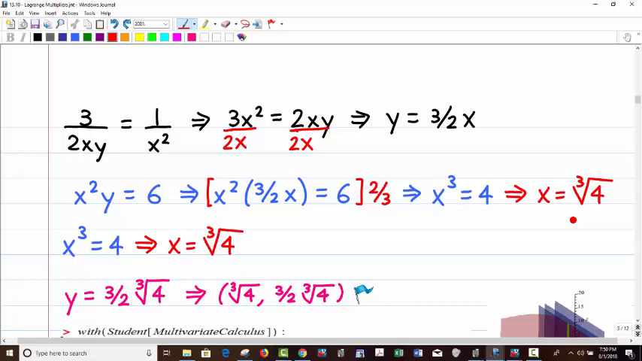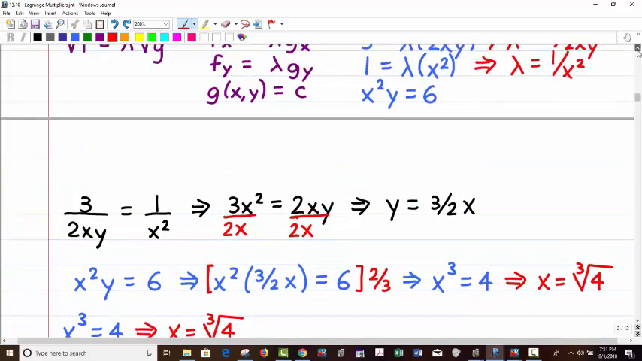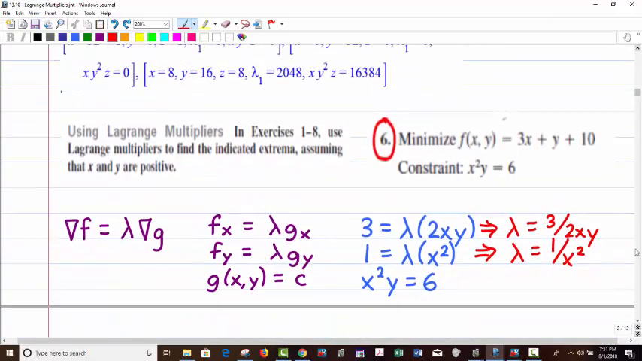Okay, no one said that these answers had to be integers or pretty numbers. It just said they had to be positive. So you get x equals cube root of 4, and we know that y equals 3/2 x, so y would equal 3/2 cube root of 4. So there's your xy point that would satisfy the constraint and give you, well, the minimum, I believe we're looking for here, right? Minimize.